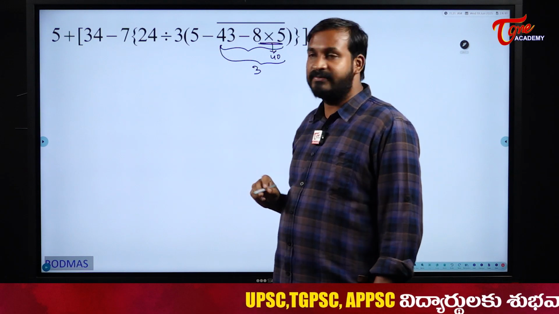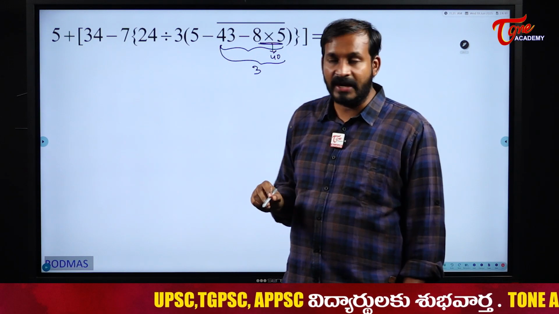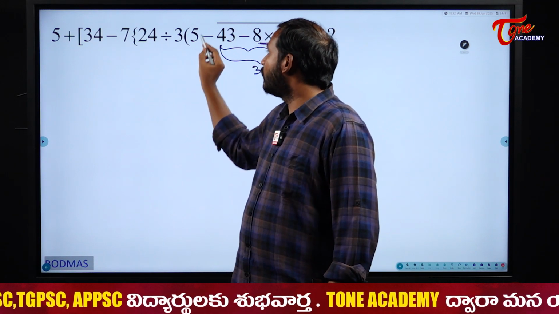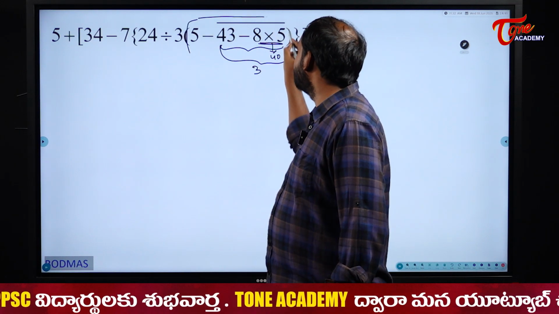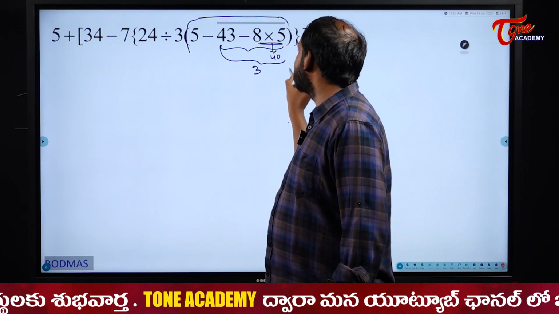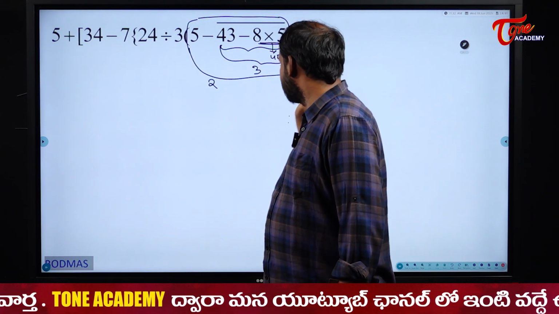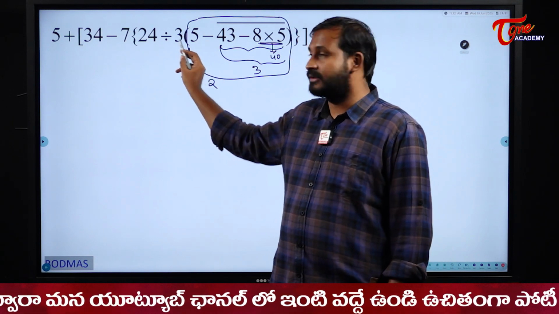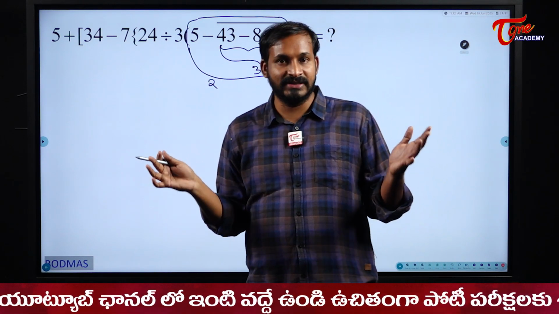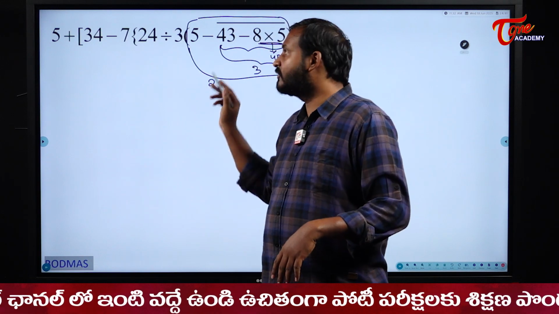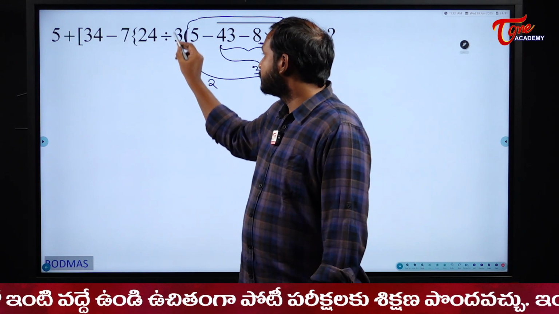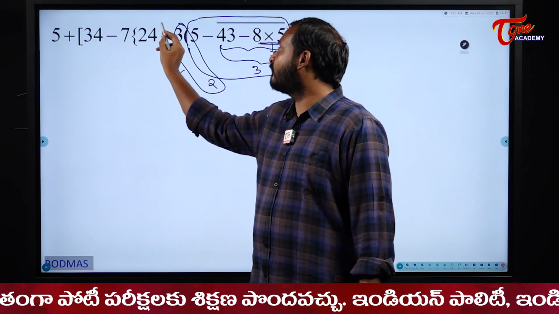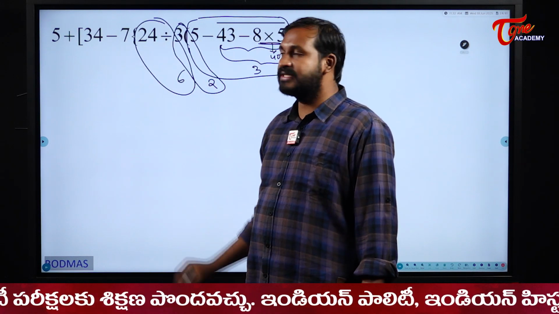Now 5 minus 3, it becomes what? 2. That means overall this bracket will become 2 for me here. Okay, overall this bracket becomes a 2. So now first I should do this one. Brackets, right? BODMAS means first bracket only. So 3 into 2, it becomes what? 6. That means overall this will become 6. 24 by 6, it becomes what?